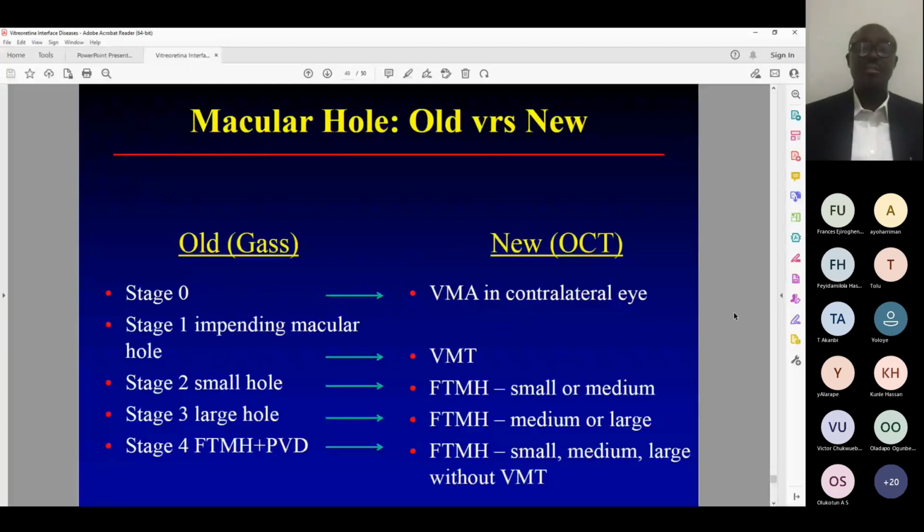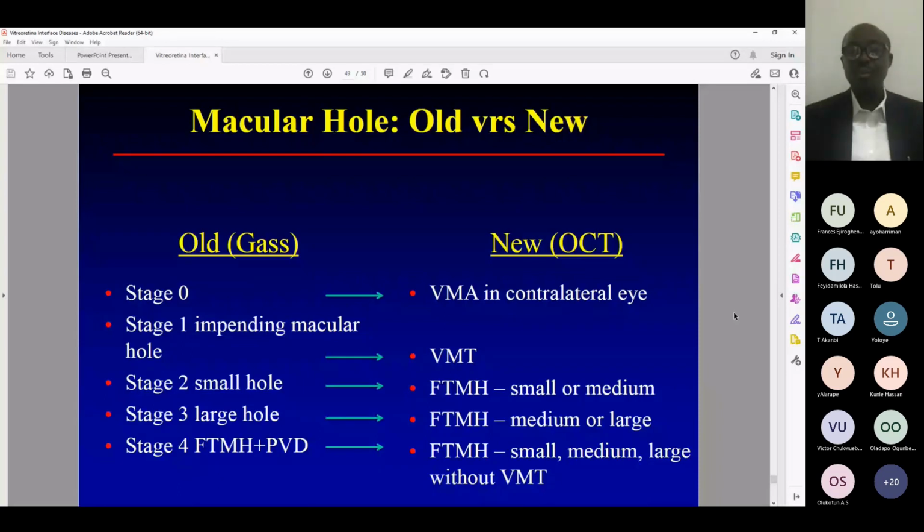In the old GAS classification, where they have stage 0, stage 1, 2, 3, and 4. In the new classification, the GAS stage 0 will be a VMA in the contralateral eye. And stage 1 is what we call impending macular hole, a VMT classically. Stage 2 and 3 in GAS were all macular holes proper.